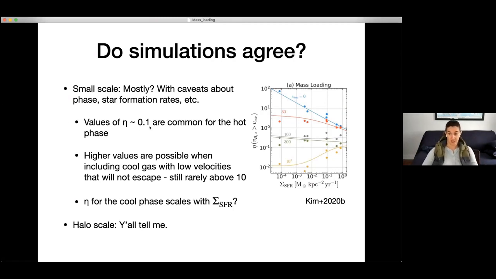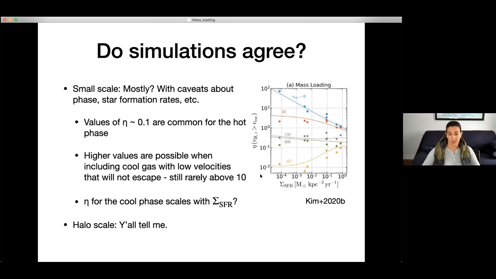In particular, some statements I think we mostly agree on are that values of the mass loading factor for the hot phase of about 0.1 are pretty common. So coming out of the disk, a little ways away from the disk, we're all getting values of order 0.1. We get higher values when we include cool gas that has low velocities, but that's gas that generally will not escape. And we still aren't generally getting values of mass loading factors that are above, say, 10.